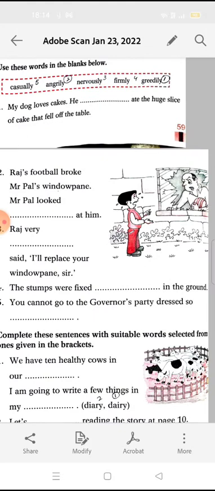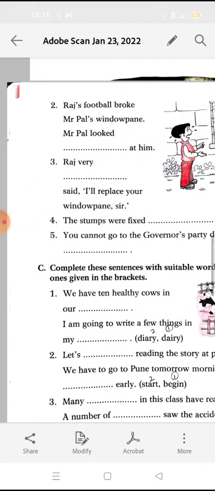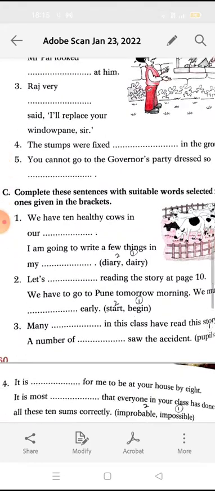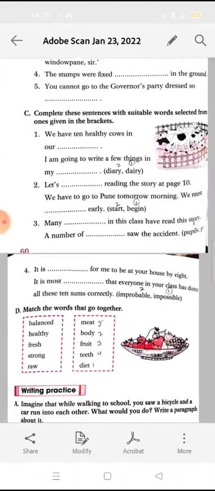The stumps were fixed dash in the ground. How do we fix the stumps? Lightly or firmly? If we do it lightly, they'll fall. So firmly in the ground. You cannot go to the governor's party dressed so casually. You must dress up formally, proper nice clothes. Casually, so lower, t-shirt, pant, you can go to a governor's party. Casually is how we sleep, how we go for our evening walk, or that time we can dress up casually.